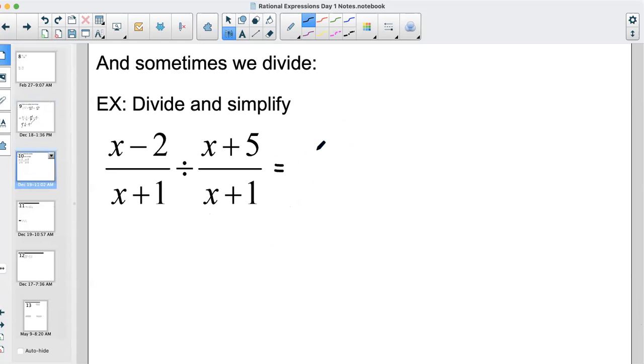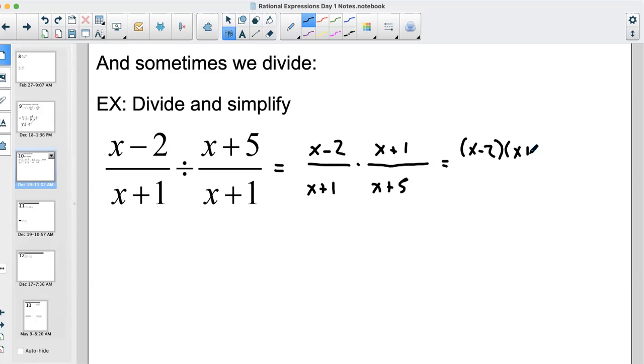And just like we've always done with fractions, the way that you divide fractions is you multiply by the reciprocal of the second one. So you flip the second one over and you multiply. And so this is x minus 2 times x plus 1 over x plus 1 times x plus 5. Again, now that I'm multiplying, I just go across the top and across the bottom. It says simplify here, so I can cross off common factors. This is x plus 1 times this and x plus 1 times that, so that's a common factor. And it's x minus 2 over x plus 5.